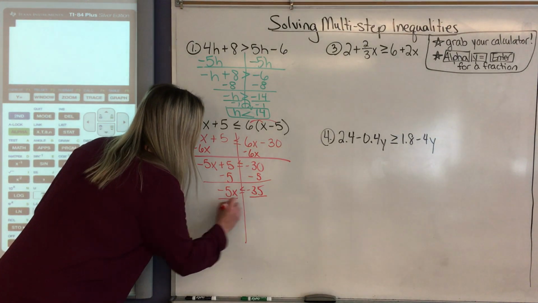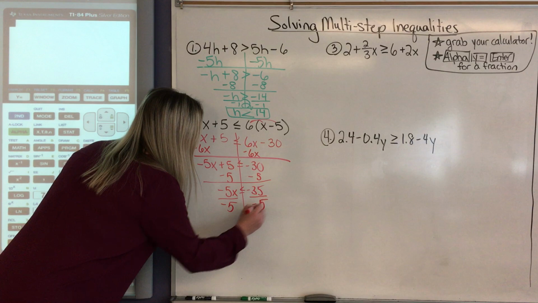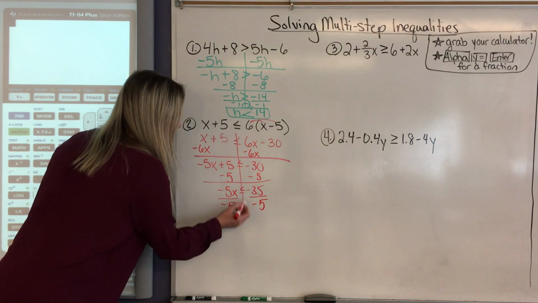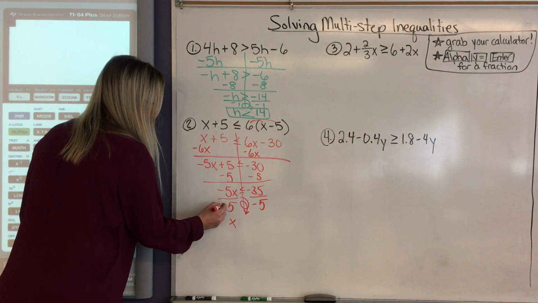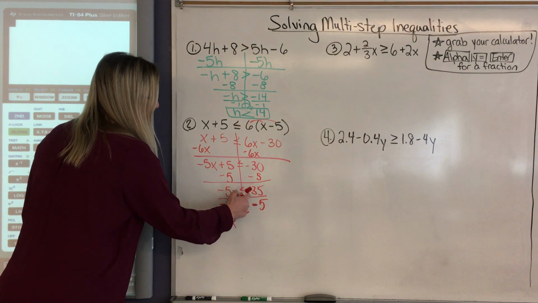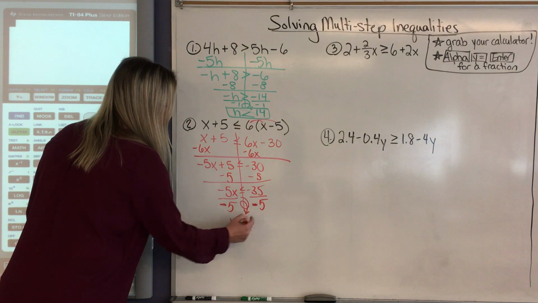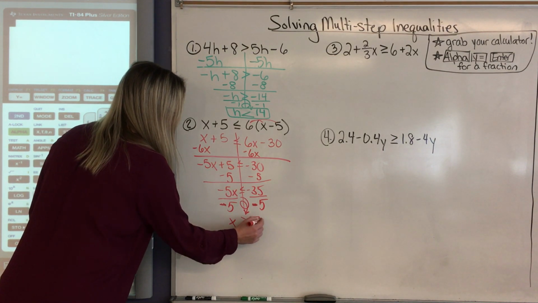Now I'm going to divide by -5, which again is going to result in us flipping the symbol because I divided by this guy right here. -35 divided by -5 is 7.